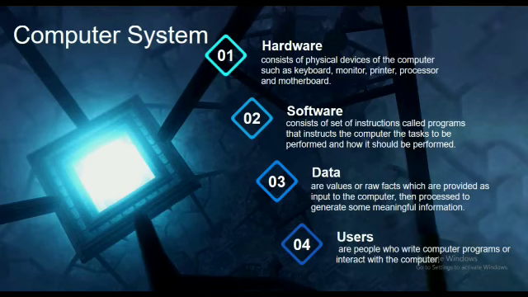The machine parts of this computer is known as hardware. Hardware consists of physical devices of the computer such as keyboard, monitor, printer, processor and motherboard. The program that tells the computer what to do, how to do, etc. is called software. Software consists of set of instructions. Thus, these instructions are called programs.